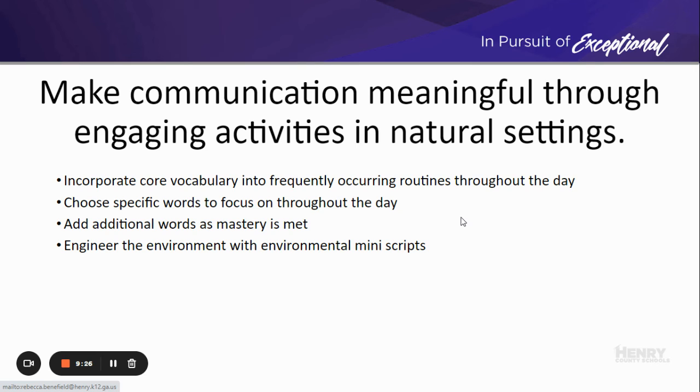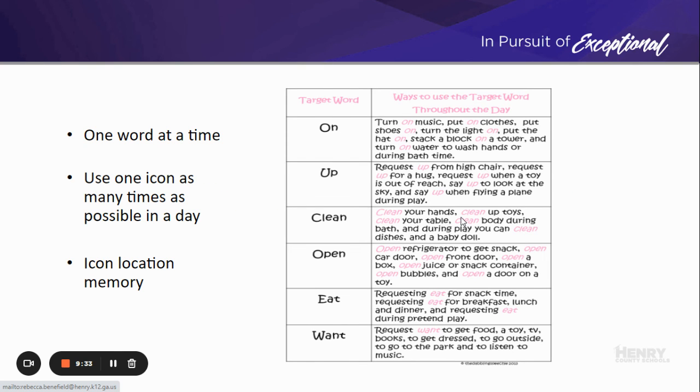And then you would engineer your house. You would set your house up so that vocabulary is apparent and it's used every day. So, one word at a time. Teach them one word at a time. Like I said earlier, you don't want to teach every word you can at one time. You want to pick 1, 2, maybe 3 words and focus on those until mastery is set. Use one icon as many times in the day as possible, and that way they learn where that icon is. It's okay if at the beginning you're having to hunt for that icon or that picture symbol on your child's communication system. That's okay. We all do it.